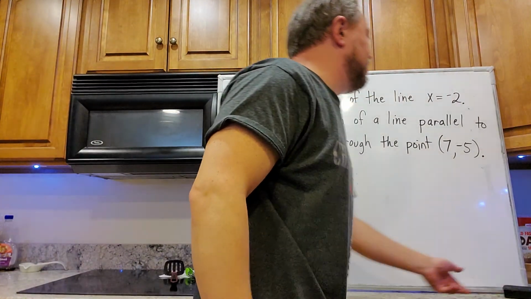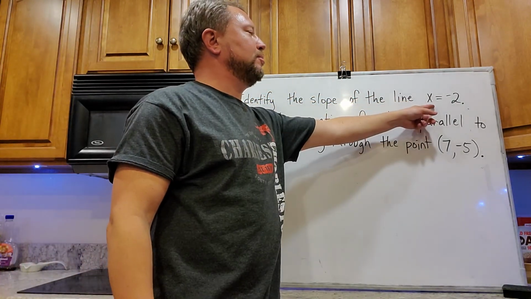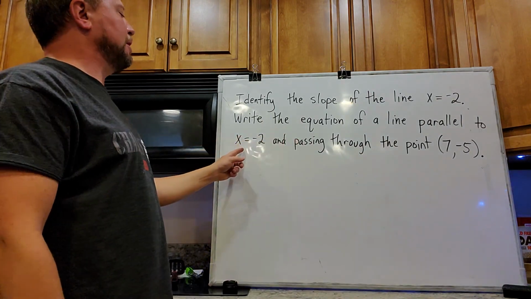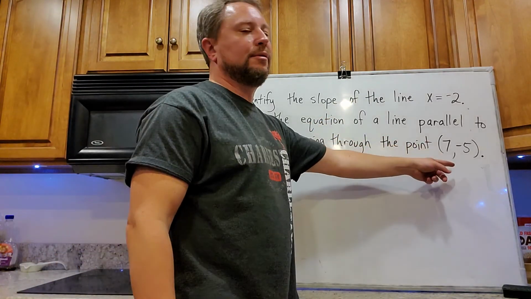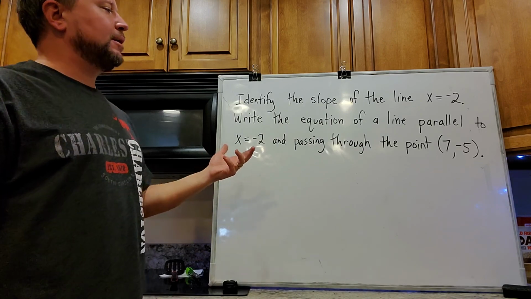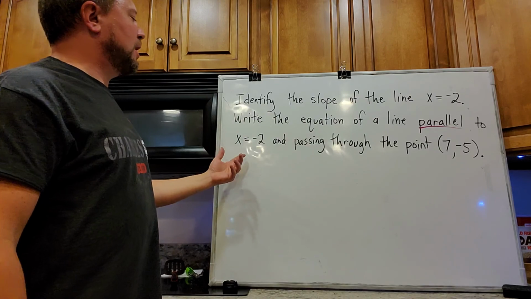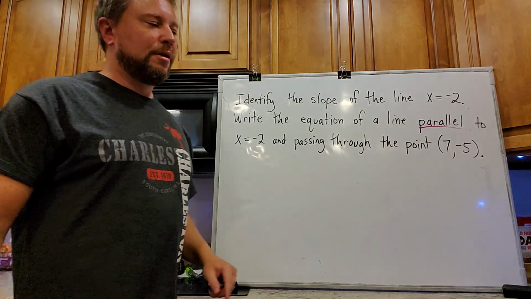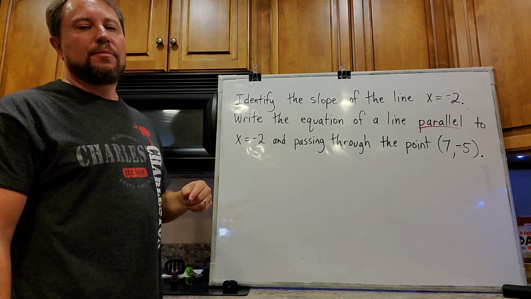And it says on here, we're going to identify the slope of the line x equals -2. Write the equation of a line parallel to x equals -2 and passing through this point. So it's like our previous problems where we're going to eventually make a line parallel to the given line, passing through that point. But the first thing they actually wanted you to do is identify the slope.